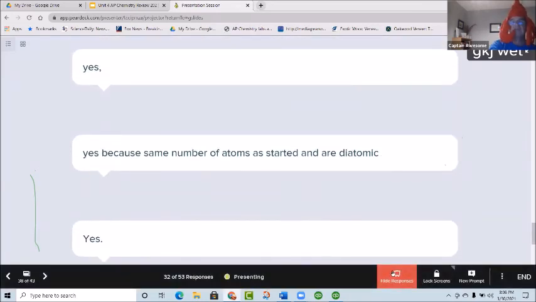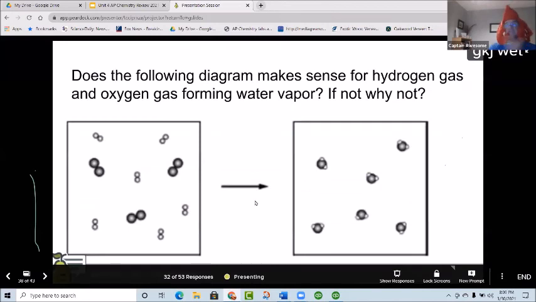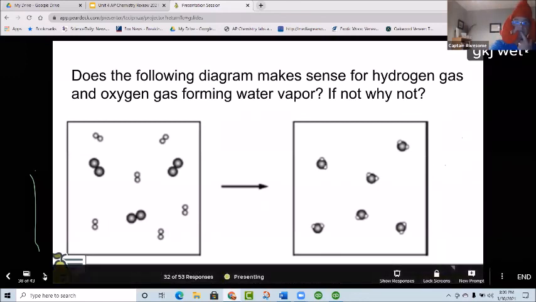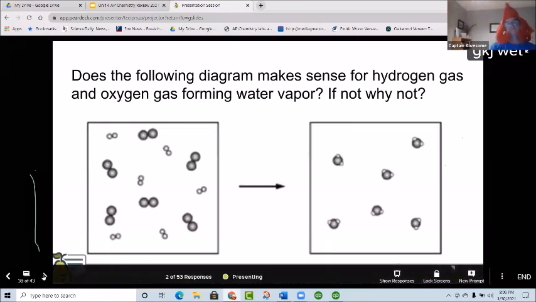Right. So this one is actually pretty good because it's got the right number of elements, right? So there's 6 total larger black dots, and there are 12 total smaller dots representing the hydrogen. And that fits the ratio and they're diatomic. So this one looks pretty good. What about that one? Does this one look any better?